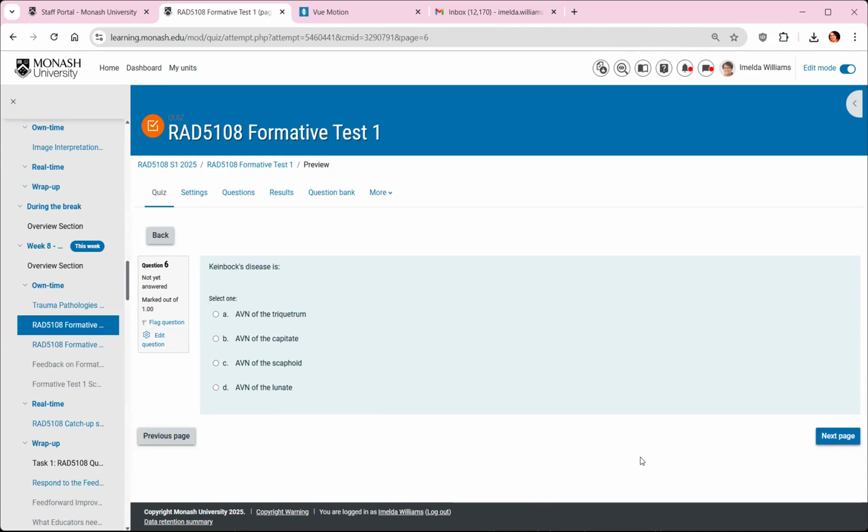And then the final one on the MCQs is about Kienbock's disease. And Kienbock's disease is an avascular necrosis of the lunate. Also, remember all the other types of avascular type diseases. So one that's very common, of course, is Perthes disease, which is of the femoral head. And then with Freiberg's disease, it's of the metatarsal heads.